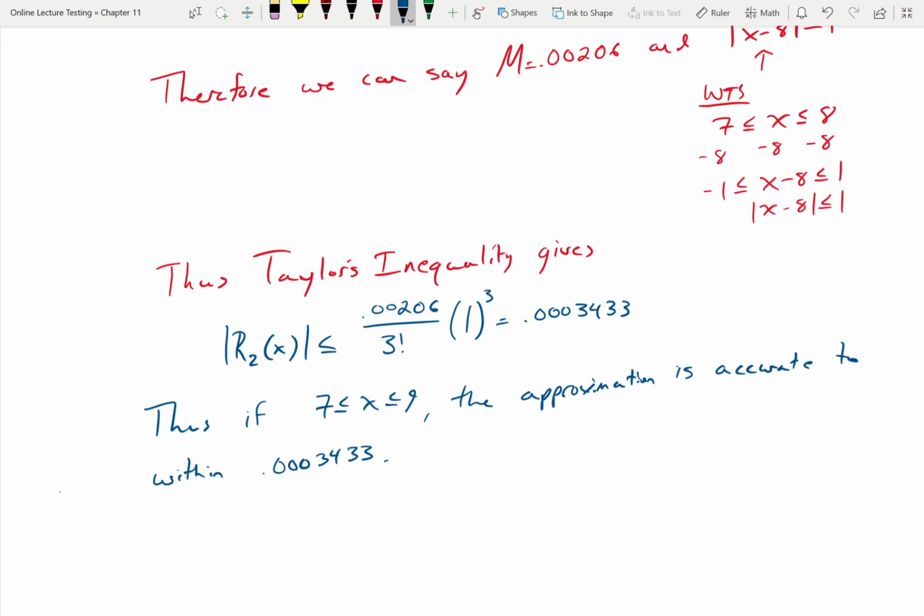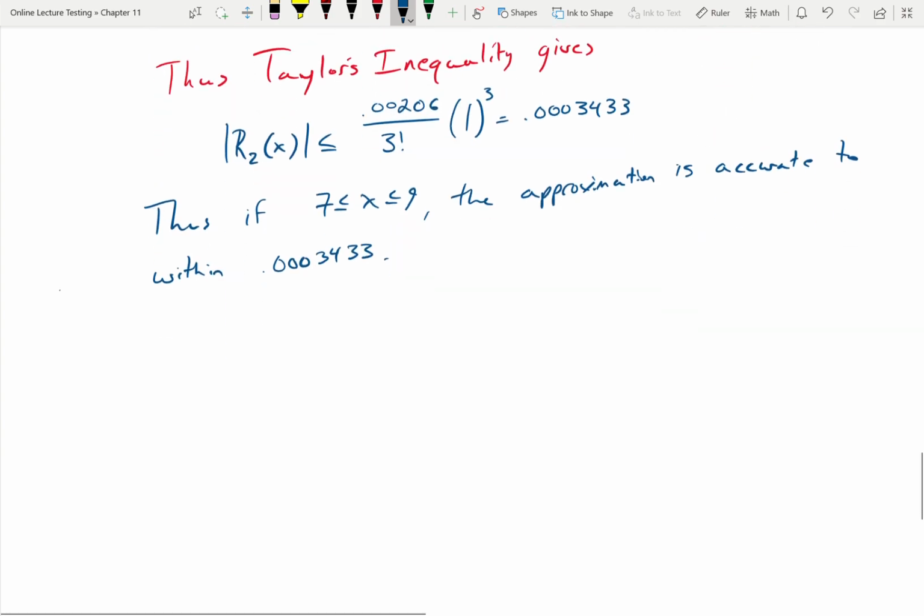So just using a second degree Taylor polynomial on an interval from 7 to 9, we have a pretty high accuracy rate for that. And in fact, we could say, well, how can we make it more accurate? Well, the more terms that we add to it, the higher level of accuracy that we're going to get.